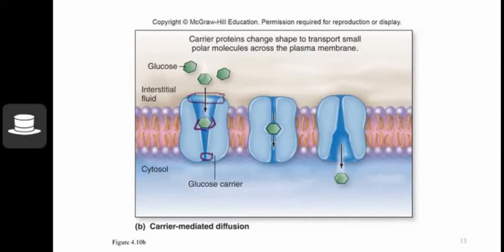So as soon as the glucose kind of plugs into there, then the carrier changes shape. It closes to the outside and opens to the inside. And the glucose can detach and wander off inside of the cell. And then that carrier protein is going to go right back to its original shape and allow more glucose to slowly move its way in.